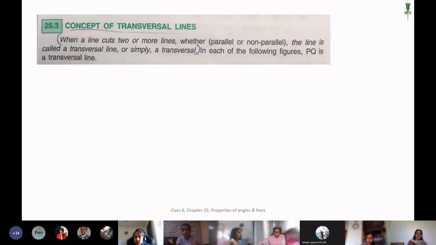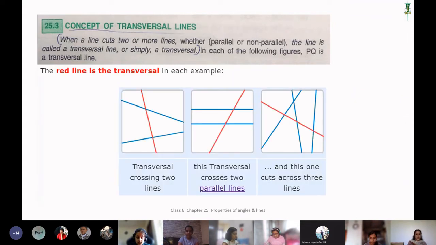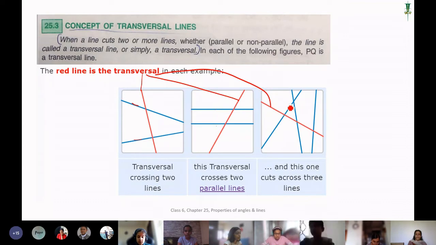What's a transversal? When a line cuts two or more lines, whether those lines are parallel or not doesn't matter, this particular line that cuts so many lines is called a transversal. For example, here these two blue lines are being cut by this red line. So the red line is the transversal. Here these two blue lines are parallel and they are being cut by this red line. It is also called a transversal. So irrespective of what type of line it is cutting, the line that is cutting through multiple lines is called a transversal.